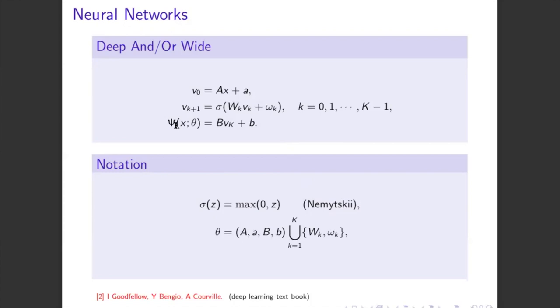We have two more questions. What is omega k, and why is monotonicity a requirement?